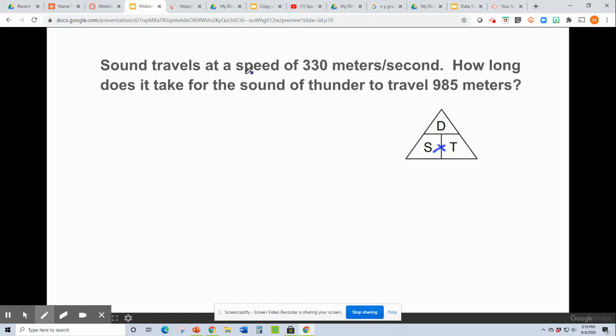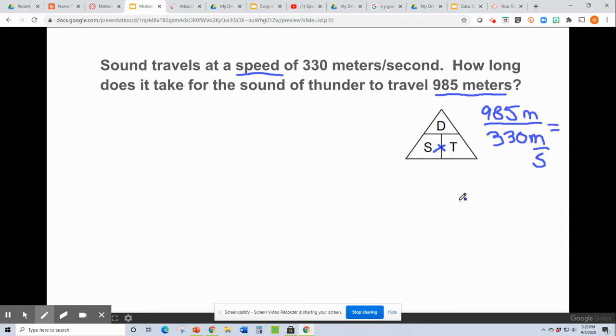So let's look up here. I have a speed, and I have a distance, 985 meters. So I have a distance and a speed, and I'm solving for time. So I automatically know I'm going to need to take that 985, because that's my distance, and put it in my calculator, and divide it by that 330 meters per second. And I'm solving for time.